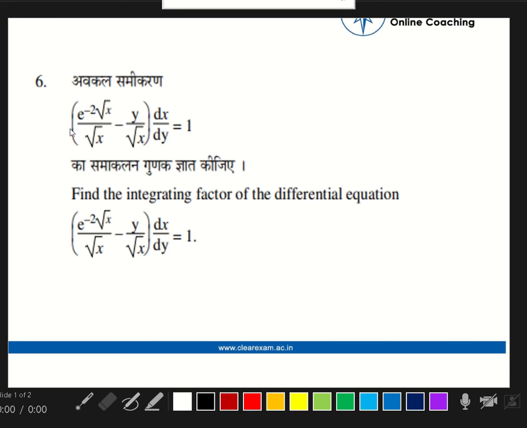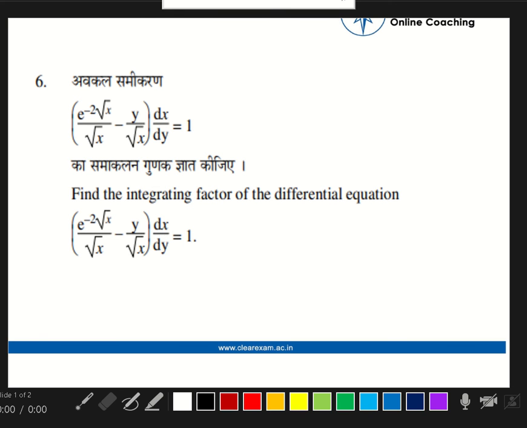Hello everyone. Let's start with our sixth question. Find the integrating factor of the differential equation. This is the equation given to us: e to the power minus 2 root x divided by root x, minus y over root x, whole, times dx by dy equals 1.